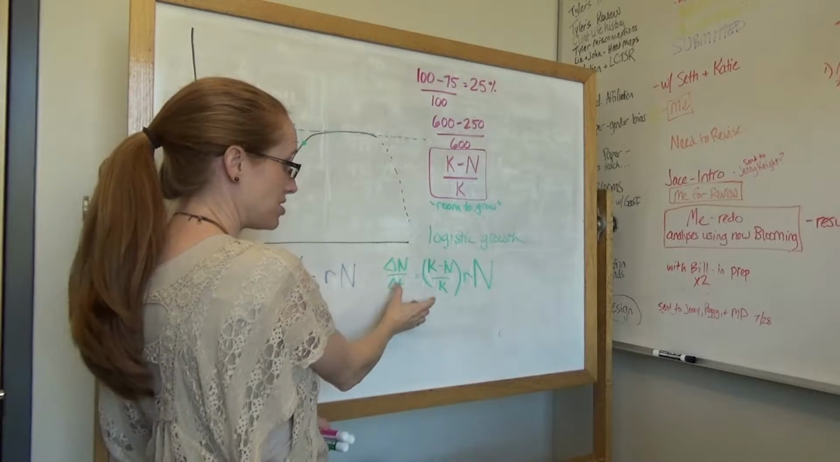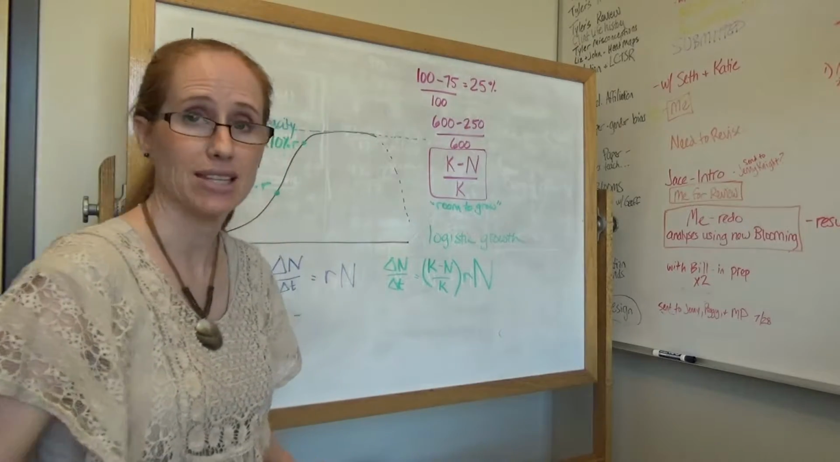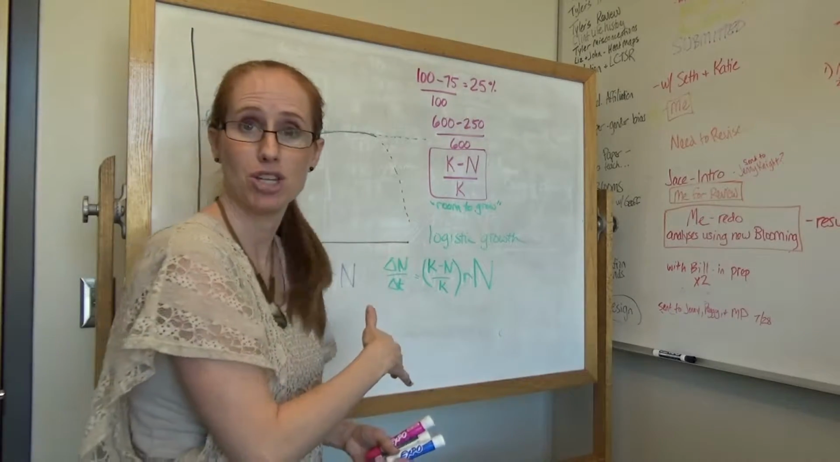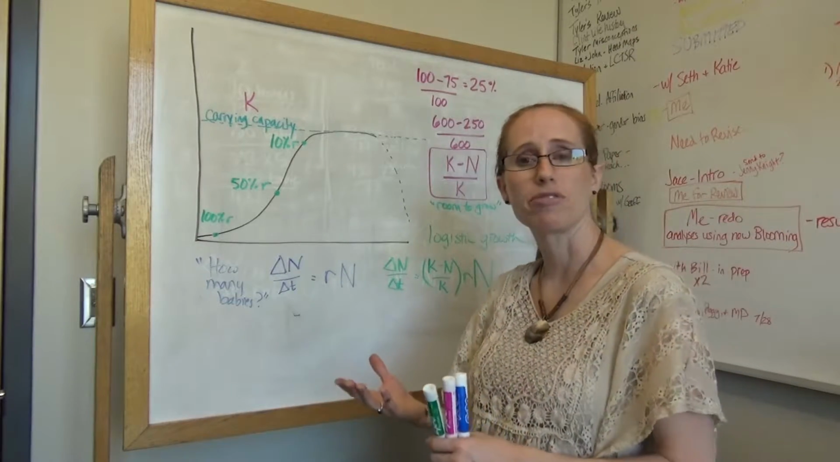The number of babies is the room to grow times R, then multiply that by N. That's the number of babies. Then you'll add that to the population that was already there and get the new population. So they're going to figure this out at number 15.